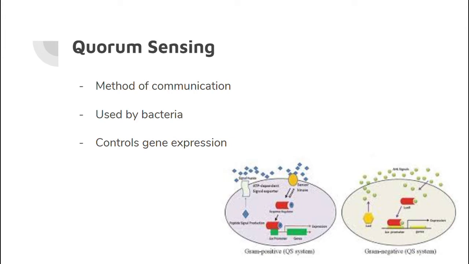Before we start that, we're going to talk about quorum sensing really fast, which is the method of communication that is used by bacteria. It controls gene expression, but it also explains how harmless bacteria are able to become virulent.